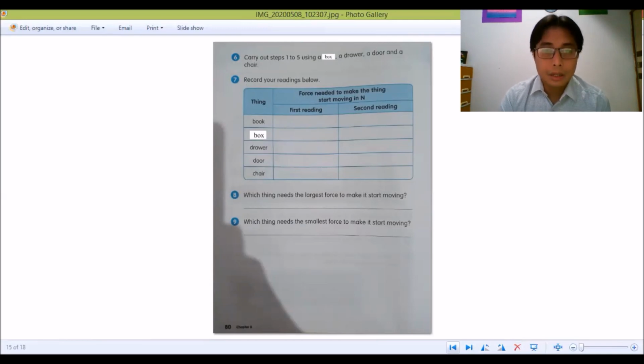So please put all the results here, and then after that, send me your answers by taking a photo of your activity book page 80. Is that clear? And the next meeting, we're going to have our last subtopic, and you're going to do an activity again in the activity book. Is that clear?